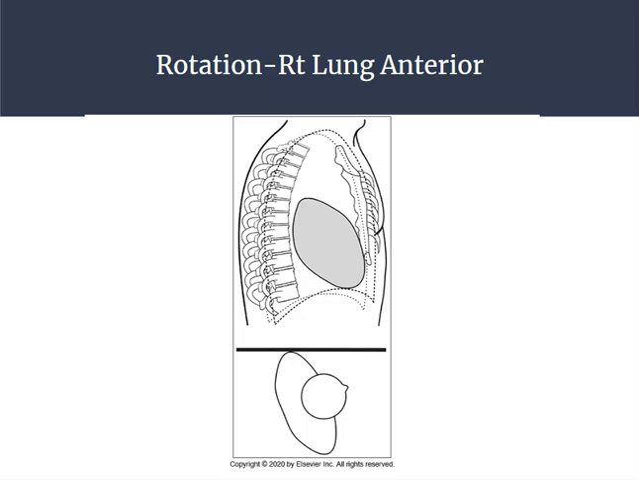So some common positioning errors in lateral chest projection is definitely rotation. So how do we distinguish rotation between the right and left lungs? Well, there's 3 methods.